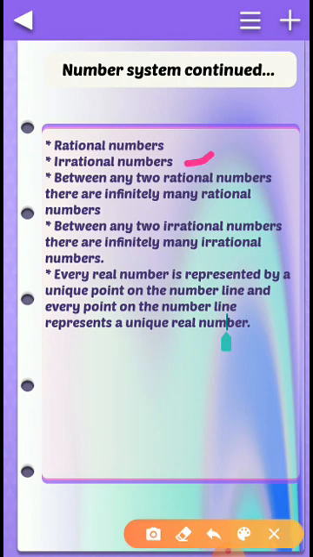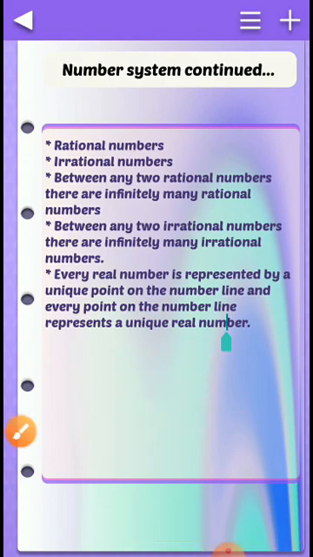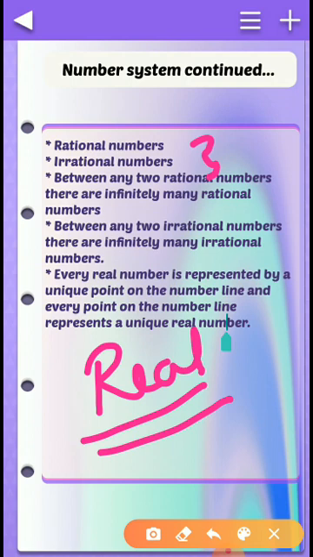Then we had seen what irrational numbers are. Irrational numbers are the numbers which cannot be written in p by q form, or we can say the numbers which are not rational are called irrational numbers. And both rational and irrational numbers together form a set that is called the real number set.